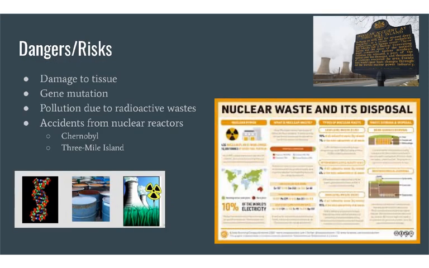Next, let's talk quickly about some dangers and risks. The biggest danger we have is damage to tissues and gene mutation. Radiation can alter our DNA and our RNA to a point where our bodies don't function the way they're supposed to function. And that can be passed on to our offspring, or it could happen completely within ourselves and we notice the changes. Pollution from radioactive waste is huge.